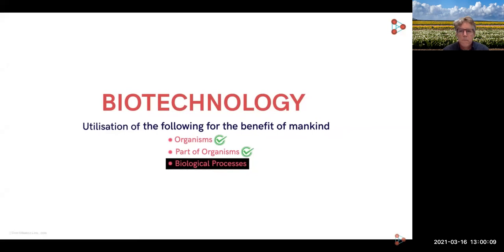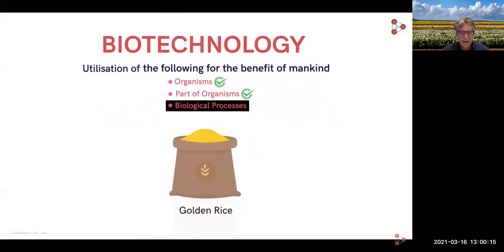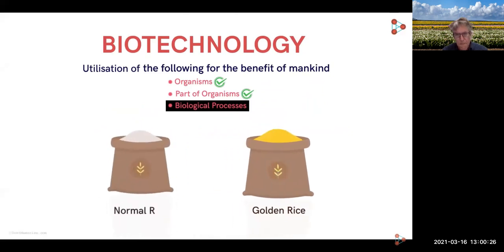The last part of the definition stated the use of a process. Let's take the golden rice as our third example. Is the rice made of gold? No, absolutely not. Then why is it called golden rice? Well, the rice we usually see is whitish in color. However, the golden rice we're talking about is a modified version which is yellowish in color. Hence the name golden rice.